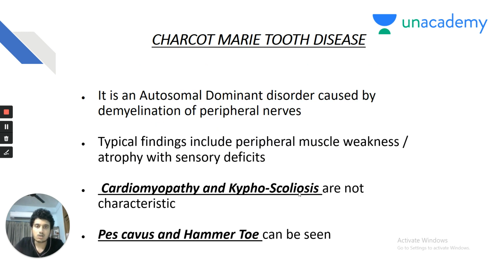Charcot-Marie-Tooth disease is also an autosomal dominant disorder, like Huntington disease, whereas Friedreich's ataxia is autosomal recessive. Typical findings include peripheral muscle weakness and atrophy with sensory deficit. Cardiomyopathy and kyphoscoliosis are not seen, but pes cavus can be seen in Charcot-Marie-Tooth disease.